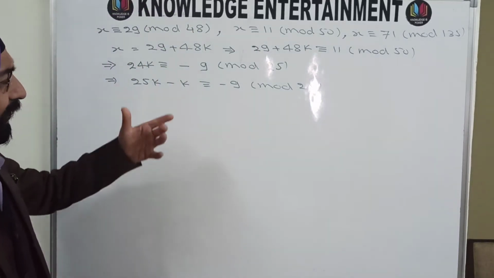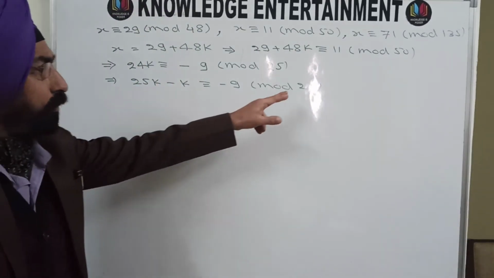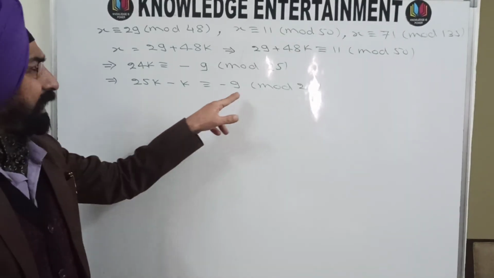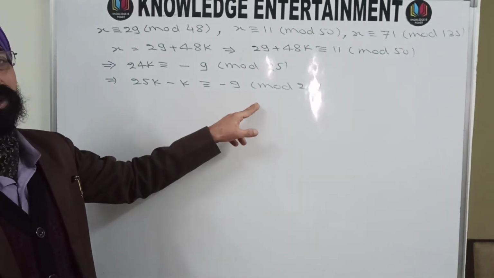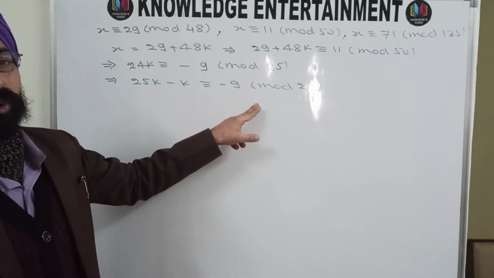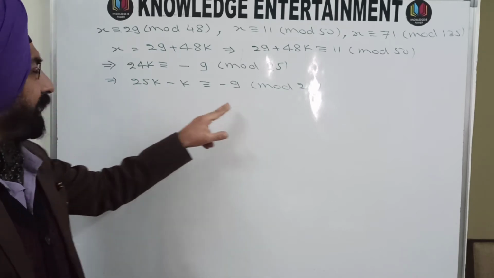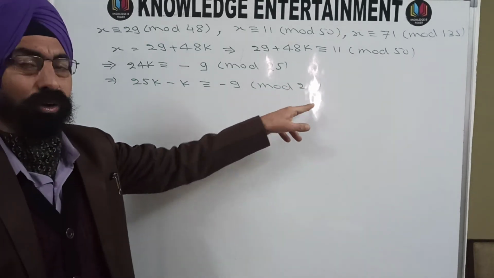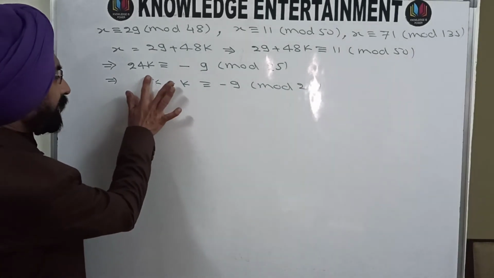Since this is a linear congruence equation modulo 25, if in this equation you are having any multiple of 25, then you can delete that. You can omit that. And yes, it is there, 25k. It is a multiple of 25, so it can be deleted.